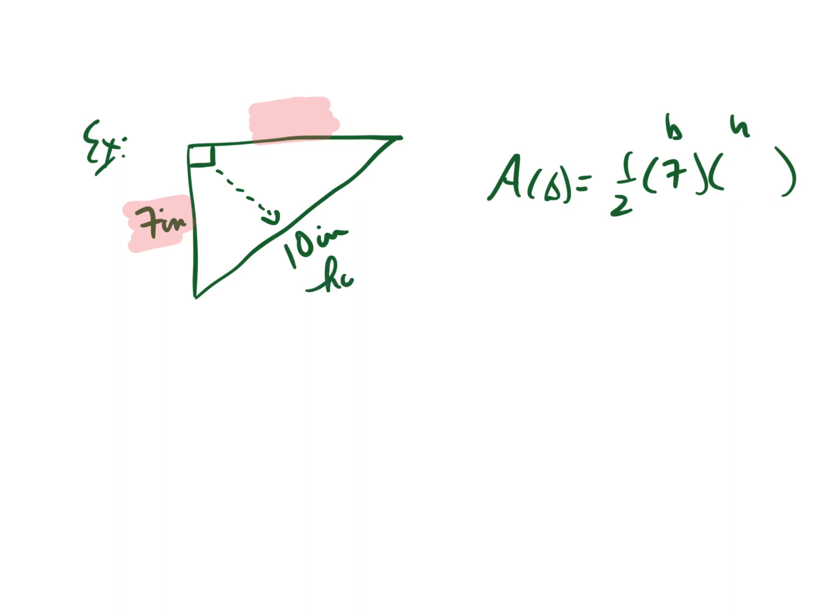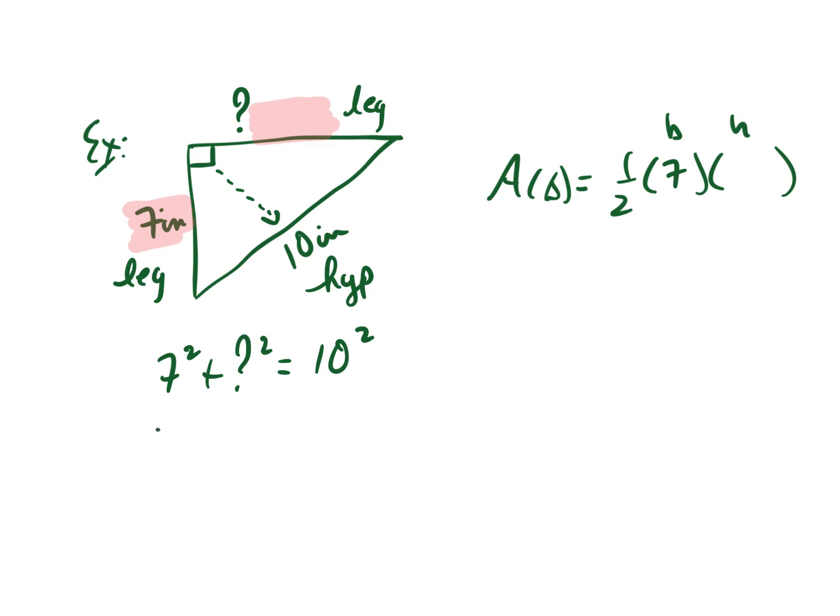Please notice that the 10 is across from the 90-degree angle, so that's the hypotenuse. Therefore, 7 is one of the legs, right? So therefore, the other leg is missing. So we could call that a variable. Temporarily, maybe I'll just call it question mark. And so Pythagorean theorem then is going to be 7 squared plus question mark squared is equal to 10 squared.